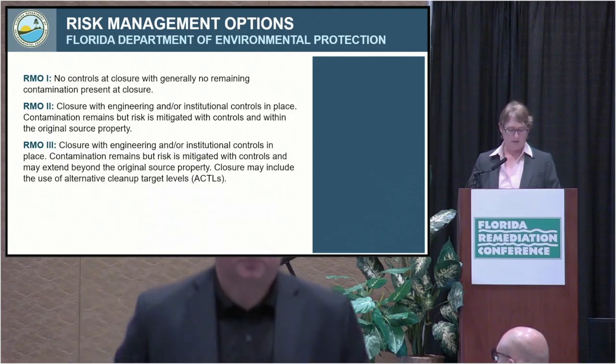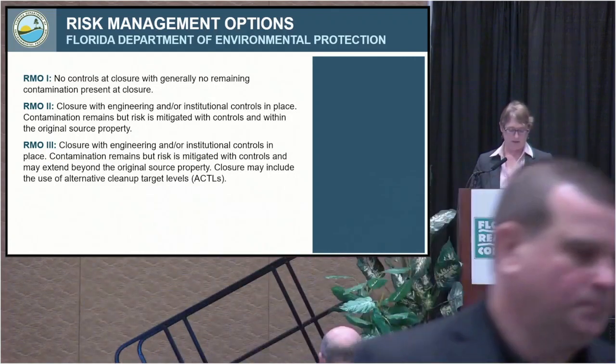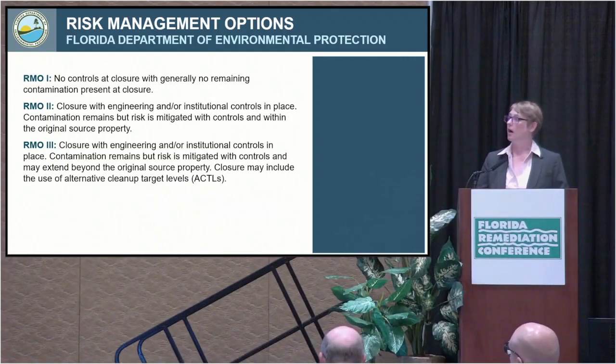So briefly, and I'm going to get into these in a little more detail in subsequent slides, RMO 1 does not have any controls. RMO 2 usually closes with institutional and/or engineering controls in place, and the contamination is limited to the source property. And RMO 3 closes with engineering and/or institutional controls, and the contamination can extend beyond the property boundary. It also can be closed without controls if there's an alternative cleanup target level that's non-site specific.